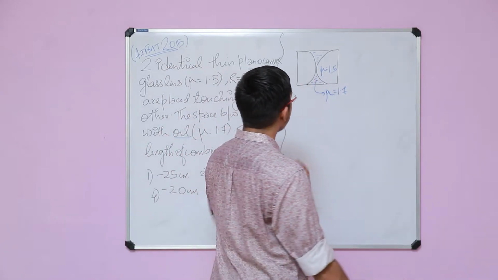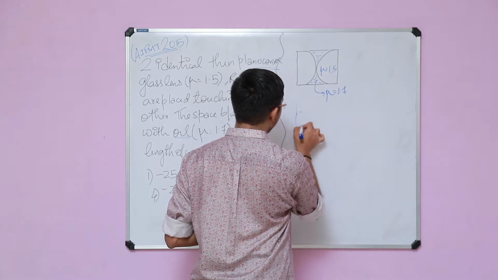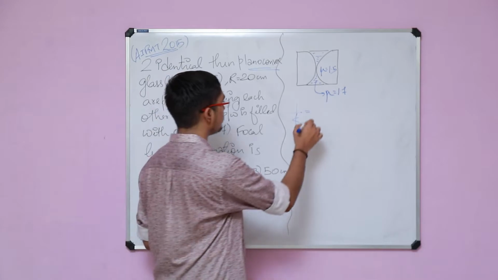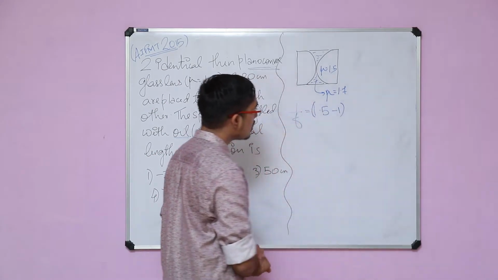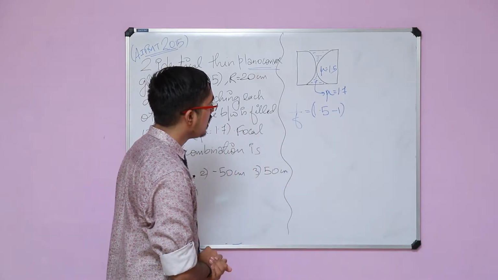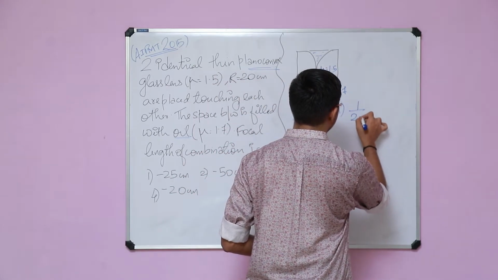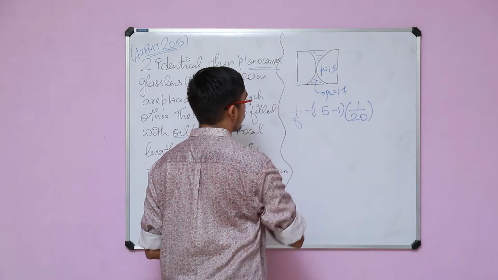So if I just talk about this particular plano-convex lens, I understand that 1 by f is equal to mu minus 1. So that is 1 by f is equal to 1.5 minus 1, multiplied by 1 by r1 minus 1 by r2. See, one of them is equal to 0 and the other one will be equal to 1 divided by 20. This is the first term that you are going to get, right? So this is for the plano-convex lens.